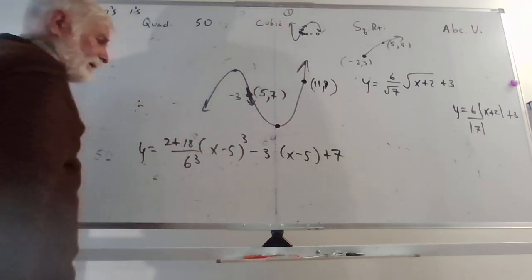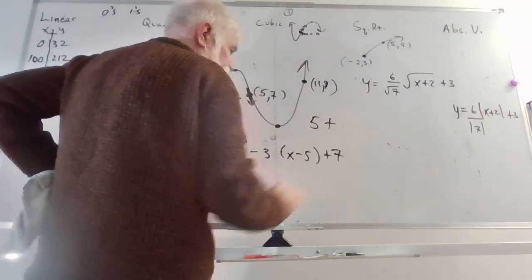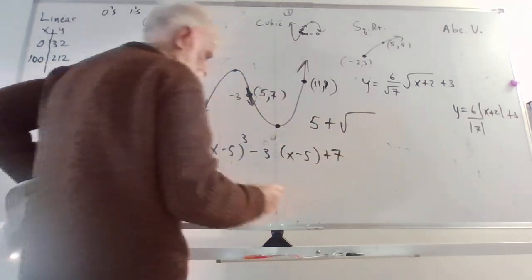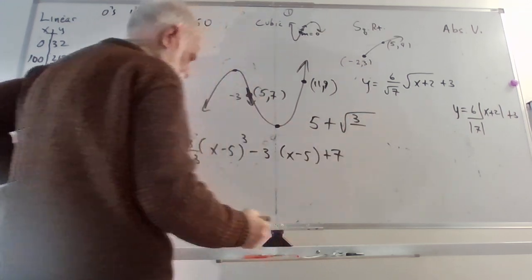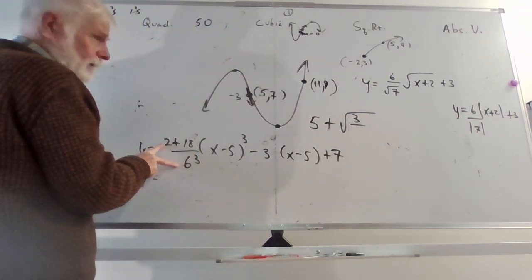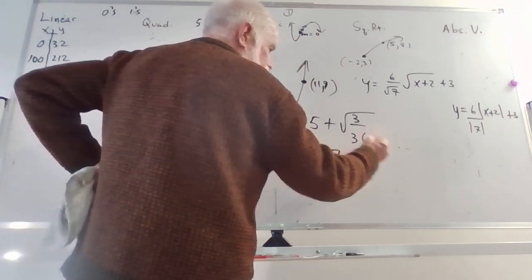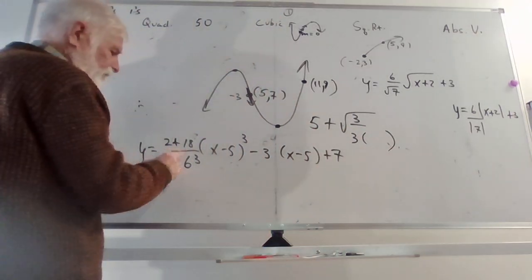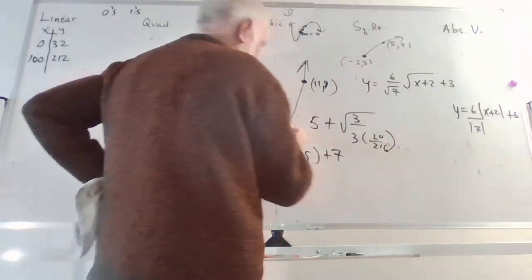Might be easier to get to that location. Well, I got to measure from 5. And it turns out it's more than 5. And it comes out to be the opposite of the slope at the point of inflection divided by 3 times the a term. So this is not a friendly one, but it's 3 times that term, which is 20 over 216. And that would get us this value here.